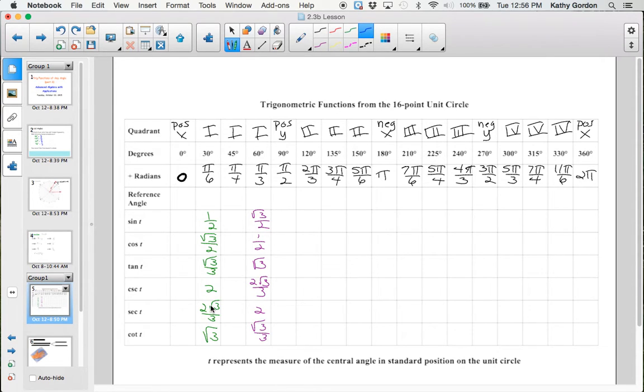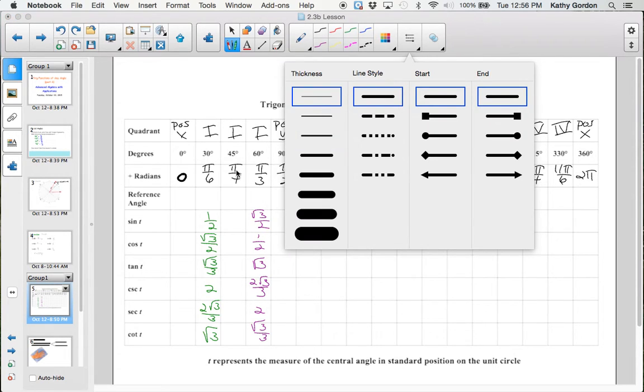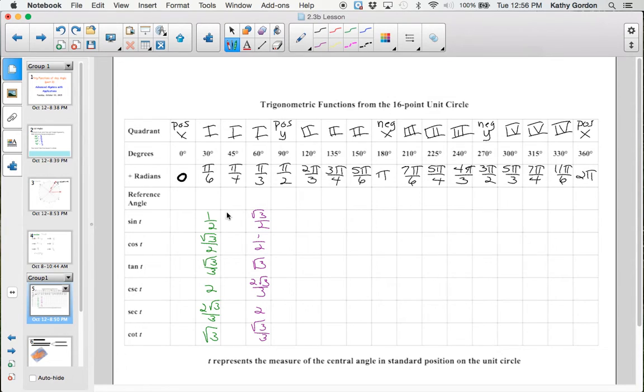Alright, now what about 45? Pi/4. What's sine of 45? Thank you. Whoops, but that's thick. I want thin. It's like ordering pizza. There we go. Alright, √2/2. Cosine? Also √2/2. Excellent. Tangent? 1. Cosecant? Secant? Cotangent? Okay.